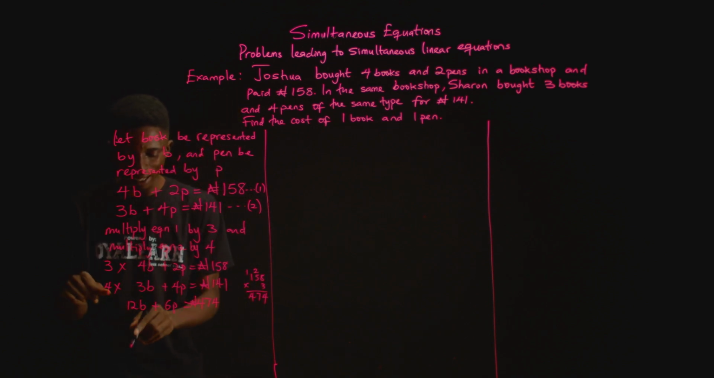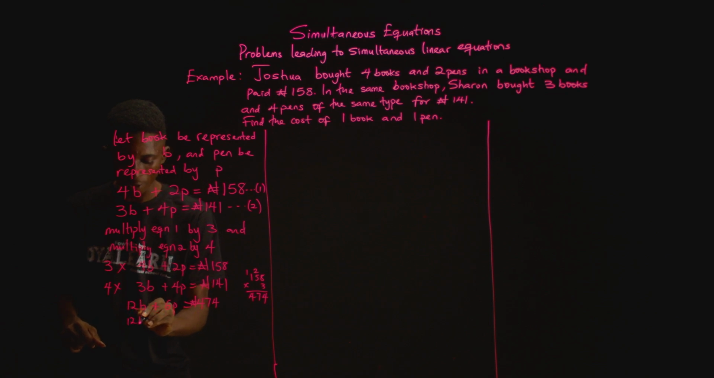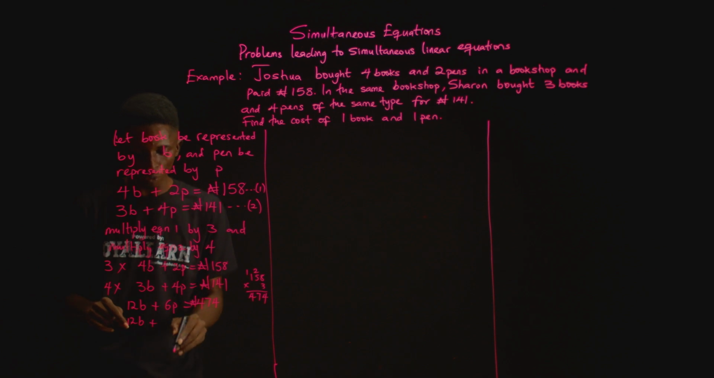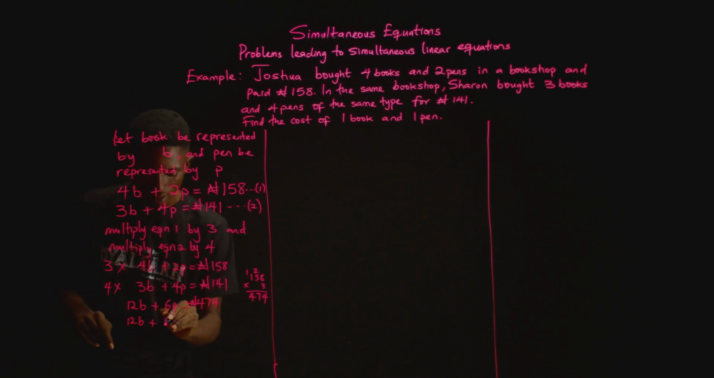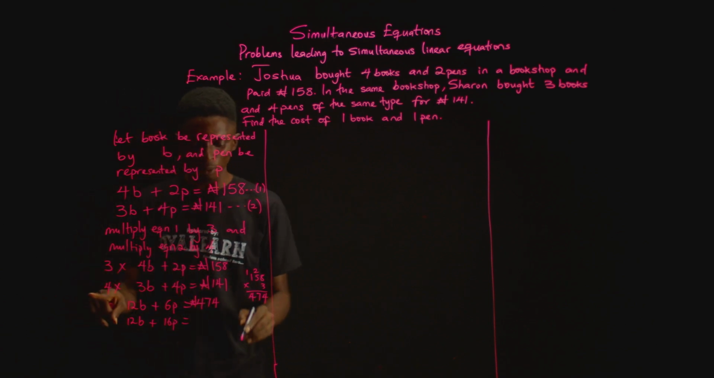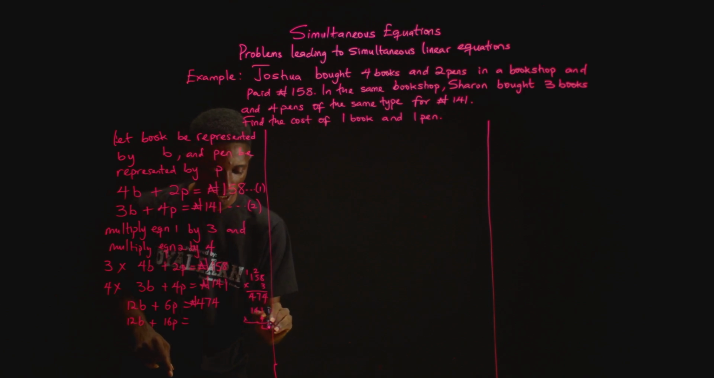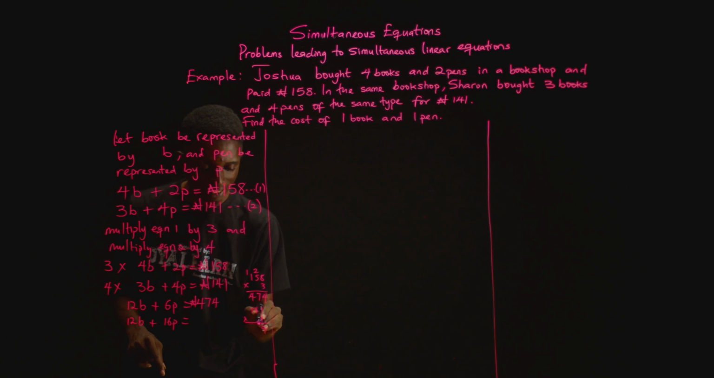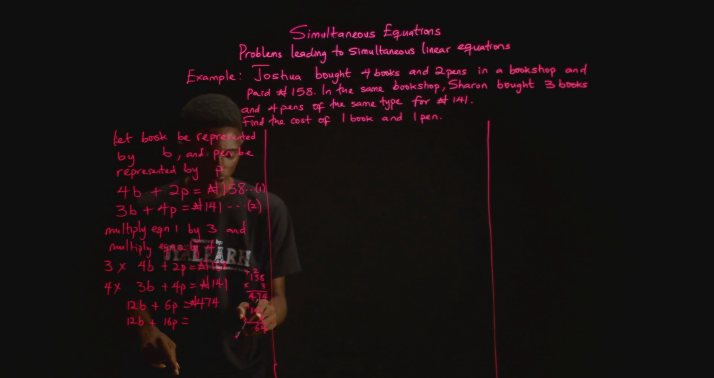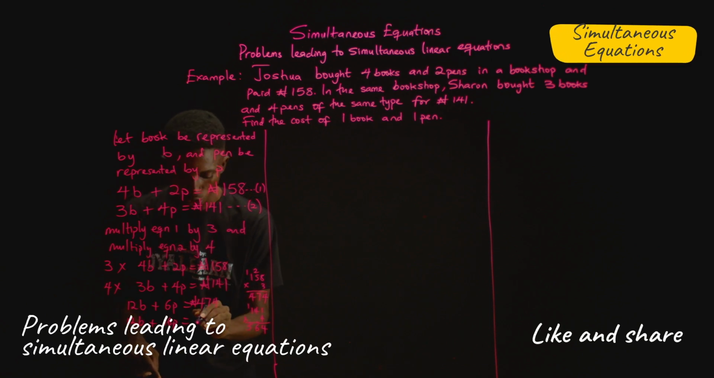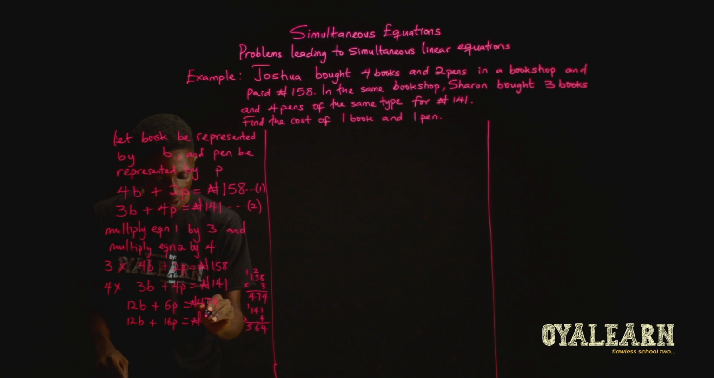And 4 multiplied by 3 will give me 12B plus 4 multiplied by 4 would give me 16P equals, now 141 multiplied by 4. So 141 multiplied by 4. 4 times 1, we have 4. 4 times 4, that's 16. 6, carry 1. 4 times 1, that's 4, plus 1, and we have 5. So we have, in naira, 564 naira.